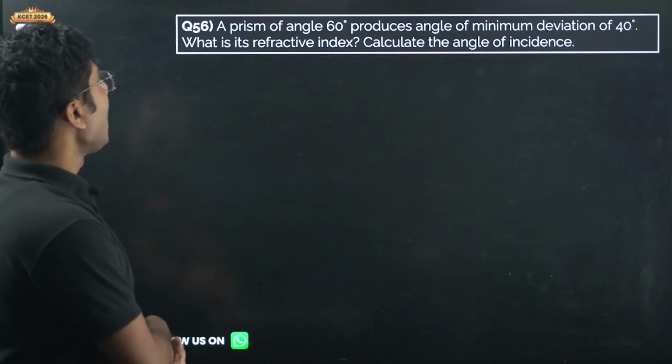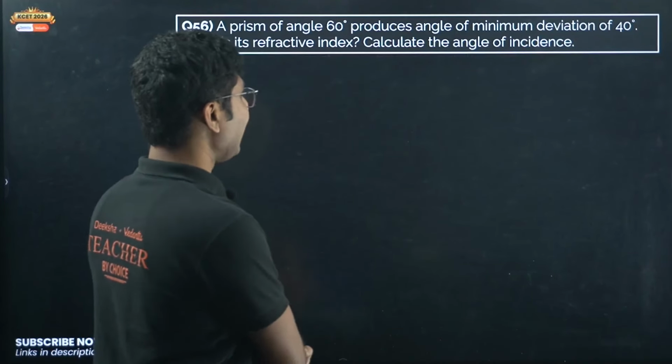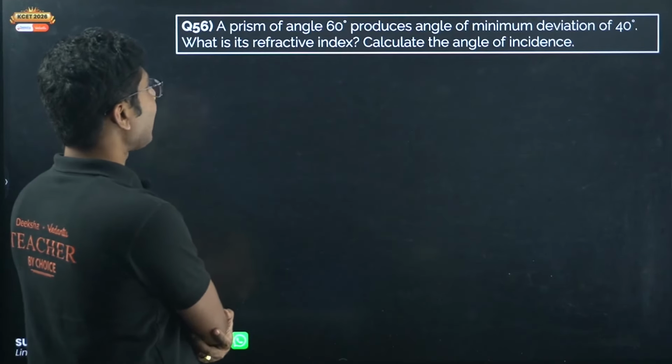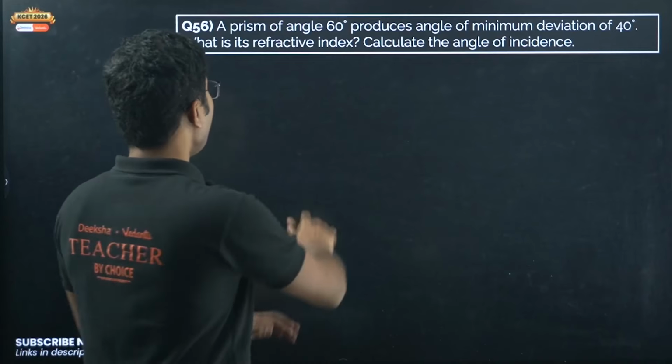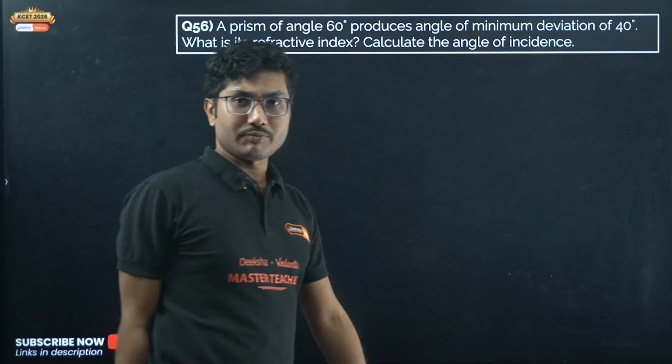Next question. A prism of angle 60 degrees produces an angle of minimum deviation of 40 degrees. What is its refractive index? Calculate the angle of incidence. So first of all, a prism of angle 60 degrees produces an angle of minimum deviation of 40 degrees.